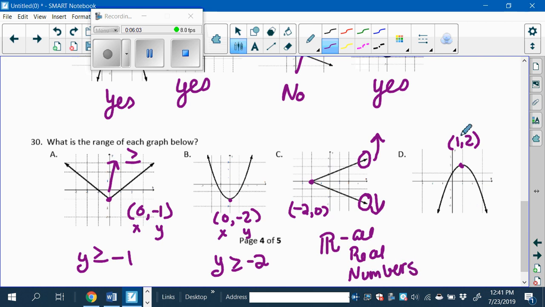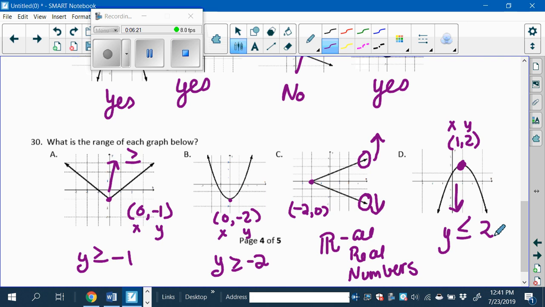And then finally, we have a y value of 2, but that's the highest. That's the maximum point. It's going down. So now it's going to be less than or equal to this maximum point, which is 2.